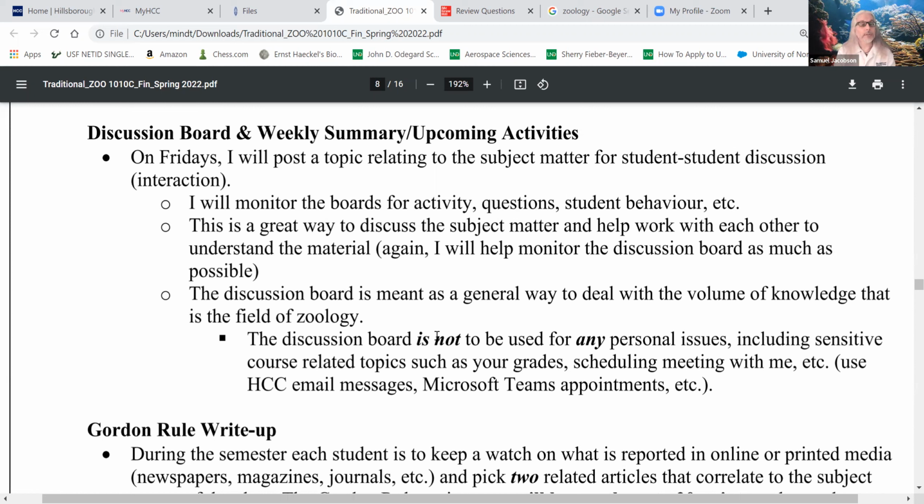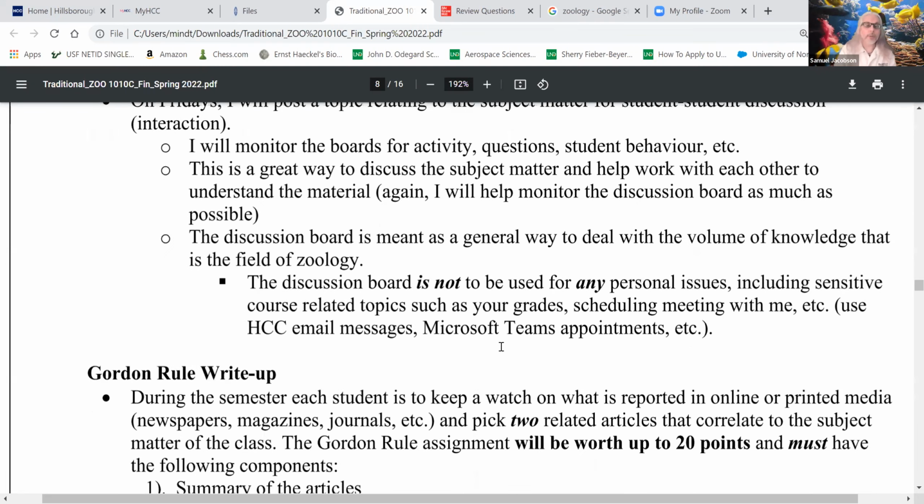That's why I wrote this. The discussion board is meant as a general way to deal with the volume of knowledge that is the field of zoology. Here's what it's not meant to be. It is not to be used for any personal issues, including sensitive course topics such as your grades, scheduling appointments with me, etc. You want to do that, talk to me directly.